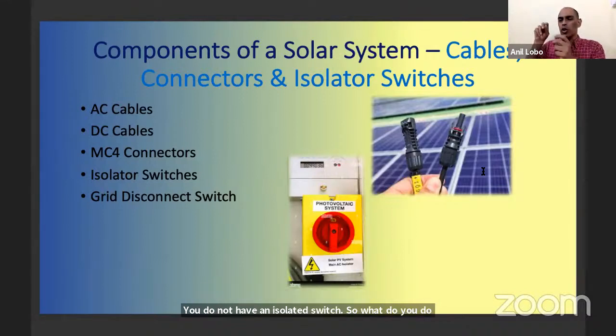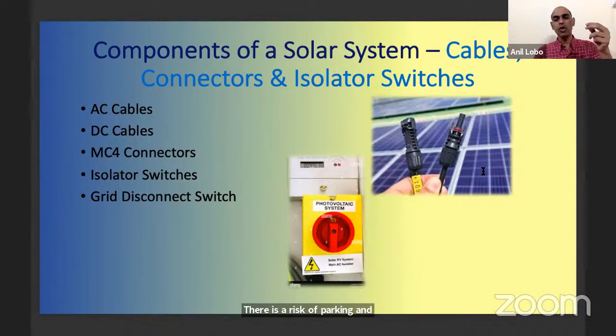So what do you do? You take your screwdriver, you loosen the cable and you try to pull it out as quick as possible. There is a risk of arcing. And if the voltage is high, 400 volts DC, there is a risk that you will damage your inverter, or you might even cause yourself some sort of a burn, or you might even cut off your hands. So make sure you put an isolator switch where you can isolate your solar while you work in the daytime.